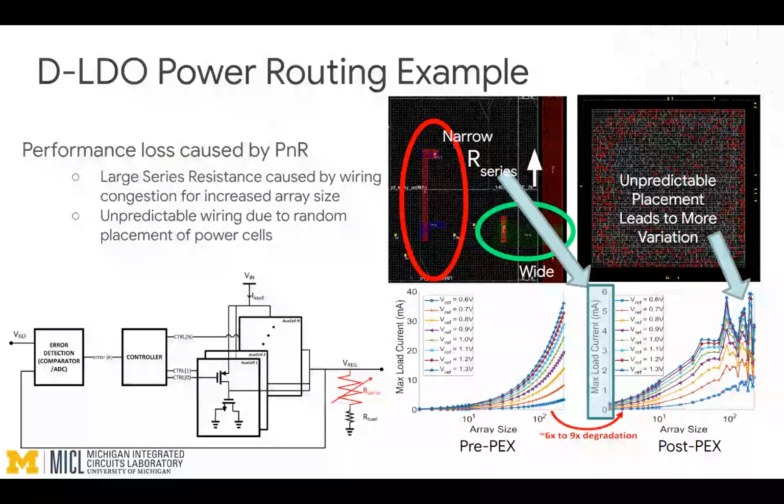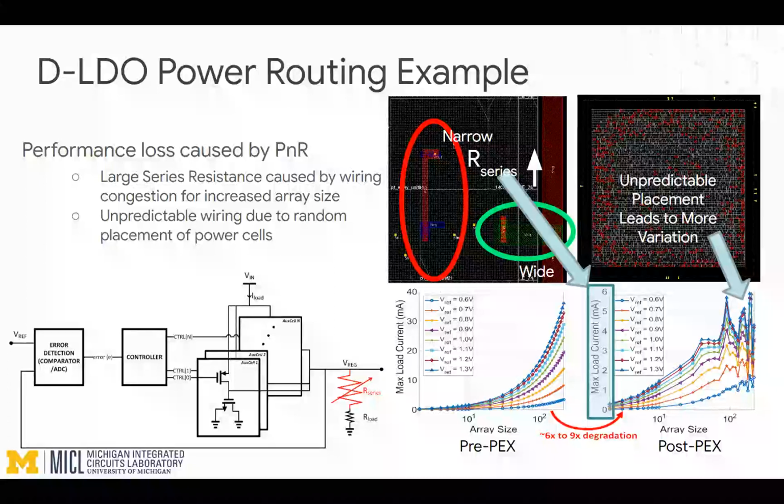Another example, which is interesting here, is for power regulation. It's a digital LDO. We taped out in different technologies: SkyWater 130, 65 LP, and GF12. You can see that the pre-PEX simulation looks smooth with the max load current and the array size. But then when we do place and route with unpredictable placement, it leads to more variations, and our max load current reduces versus the array size as we increase the array size. So this is a problem, and we had to resolve it.